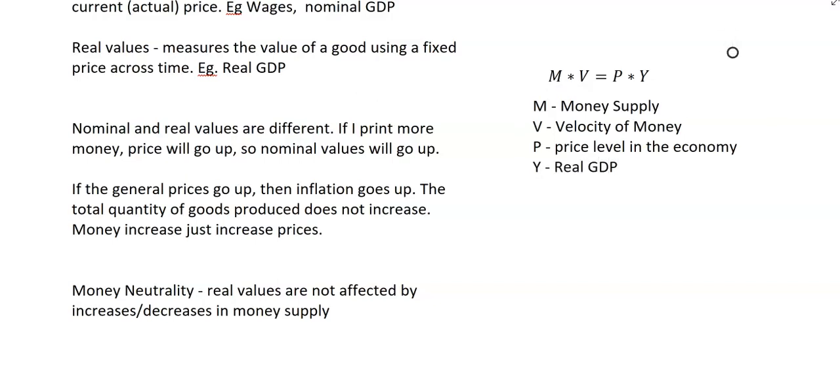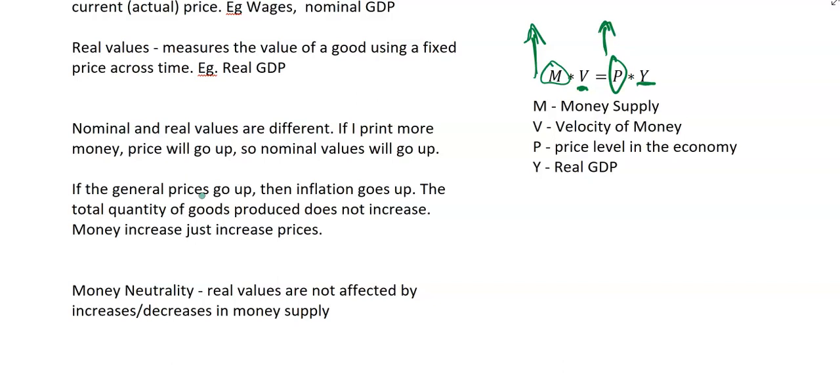So what money neutrality is telling us is that if M goes up, and we can think of V as a constant, all it does is increase P, but it does not change Y. So any increase in M will increase P. Now, this is one theory.